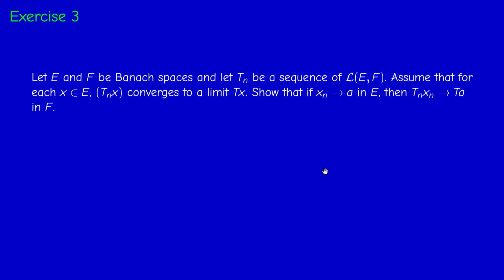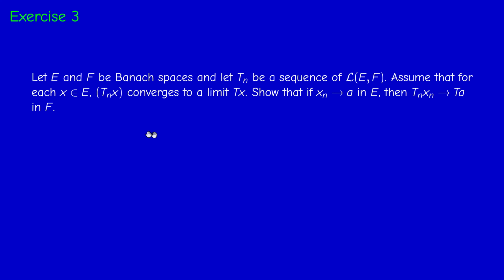Last exercise, we asked it several times in the exams actually. So we have two Banach spaces, E and F, and a sequence of linear bounded operators from E to F that converges pointwise, not necessarily uniformly. So for every x in E, Tn of x converges to some limit Tx. We have to show that if xn converges to some point a in E, then Tn of xn converges to Ta.